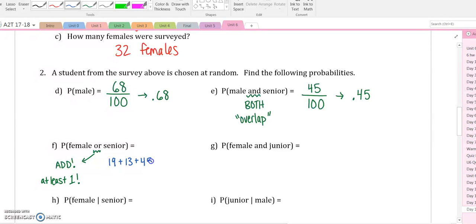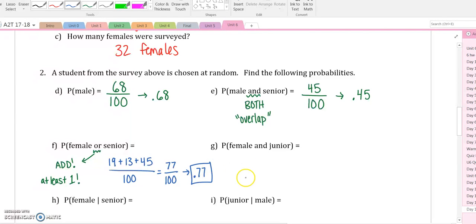And it's still going to be over the total 100 because we haven't said anything to change that. So I would add this up. Let's see, 32 and 45 is 77 out of 100. And again, you could keep it, or you could do the decimal, up to you.